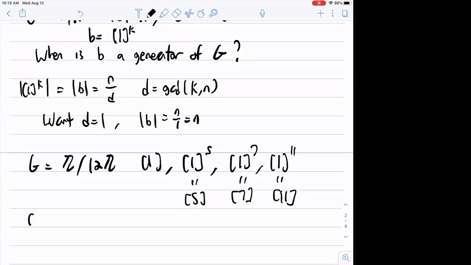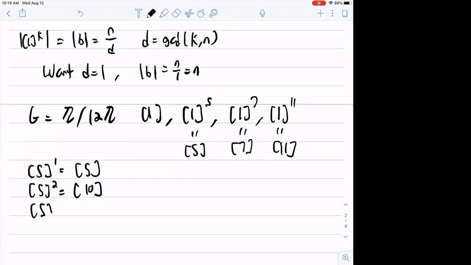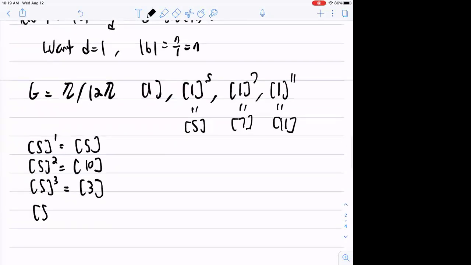So let's just check it, right? 5 to the first is 5. 5 squared is 10. 5 cubed is 15. 15 is 3 mod 12, right? 5 to the fourth is, what's 3 plus 5? 8. Right? And then 5 to the fifth is 8 plus 5 is 13. So 13 mod 12 is 1.